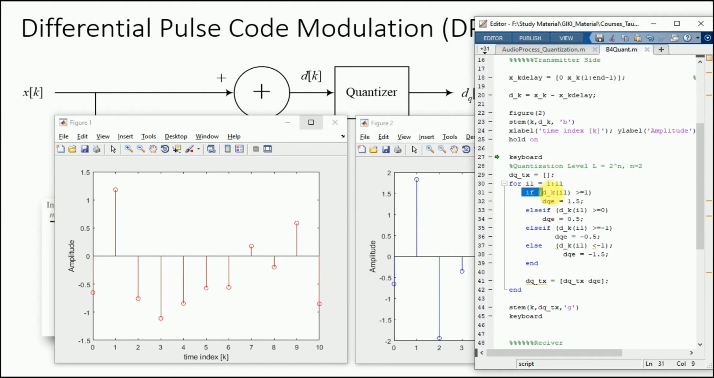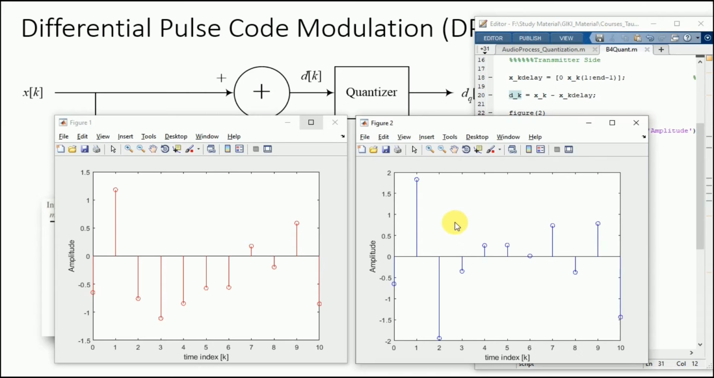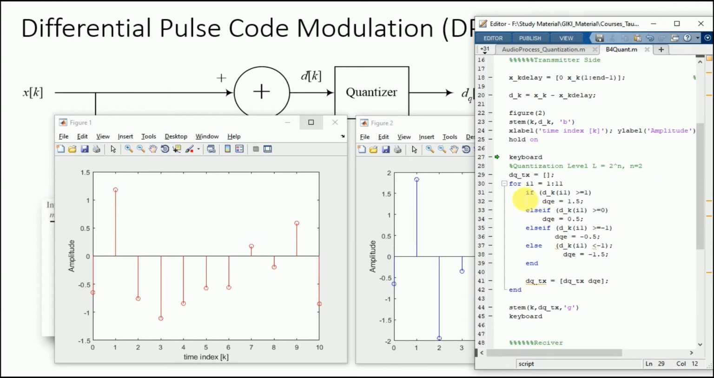Next, in the first condition, that is if the value of this difference d of k is greater than or equal to 1, so if it is more than this, it has to be approximated to 0.5. This is given in the first condition.